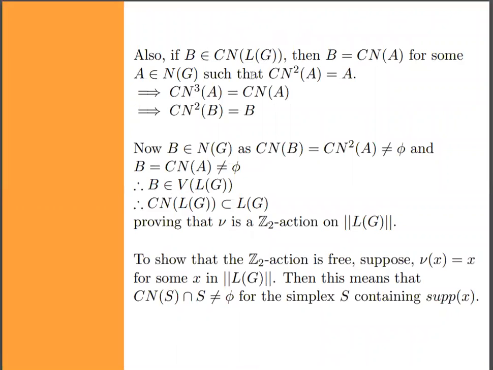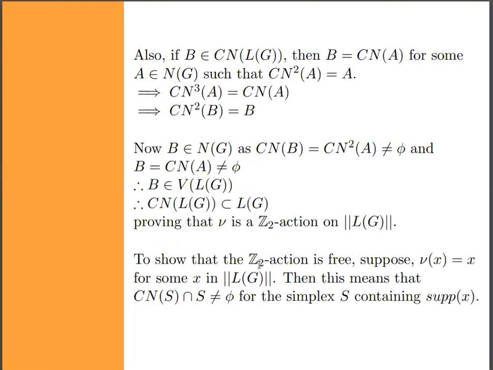Also, the first condition is satisfied because if B belongs to Cn of L of G, then B is equal to Cn of A for some A such that Cn2 of A is equal to A. Applying Cn once more, we get Cn2 of B is B. And we can also see that this B belongs to N of G from this part. So basically, Cn of L of G is contained in L of G, proving that nu is a set to action.